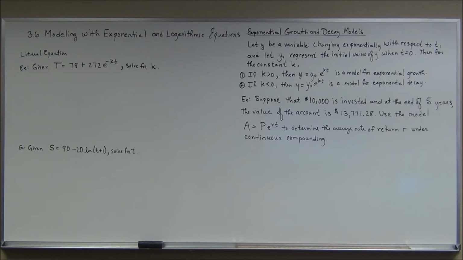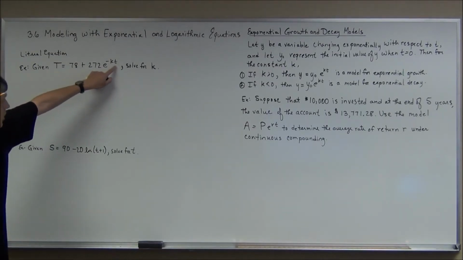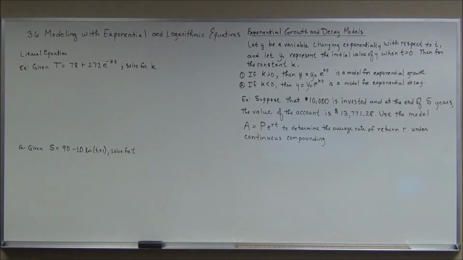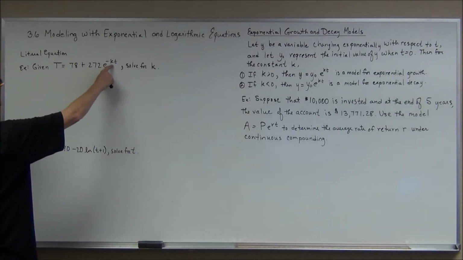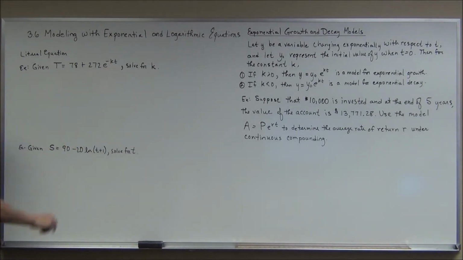Remember, a literal equation typically means an equation that has lots of letters in it, lots of variables. In this particular example, I only have three variables: capital T, lowercase t, and lowercase k, and that's the one we're solving for. To solve a literal equation, we isolate the variable in question, which is k. Notice where it's at. It's up in the exponent, so that's going to be a little bit of a challenge, but we can get there.